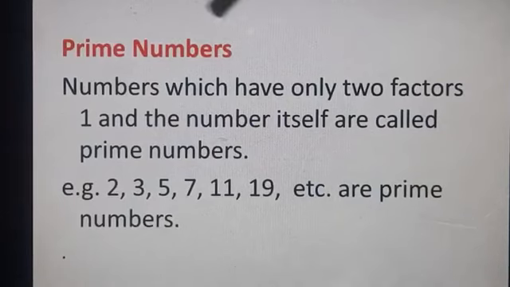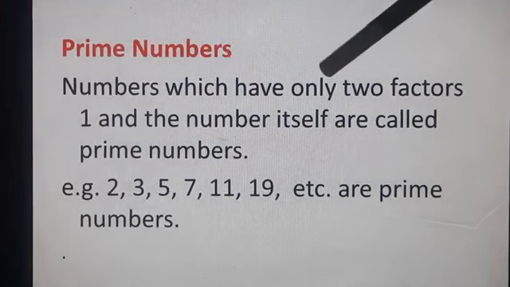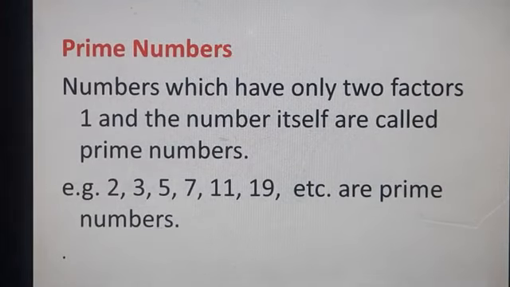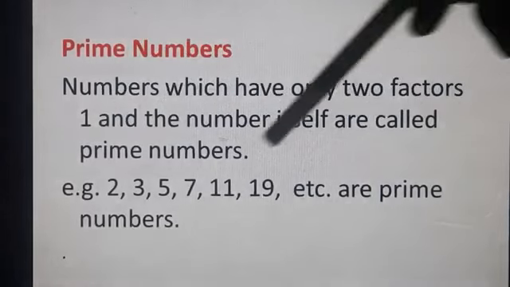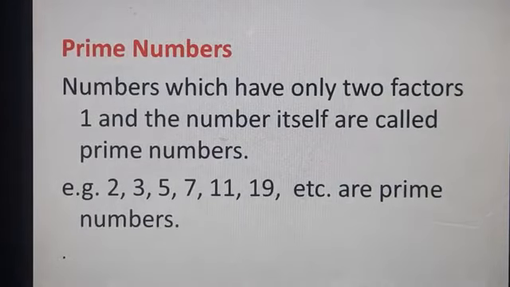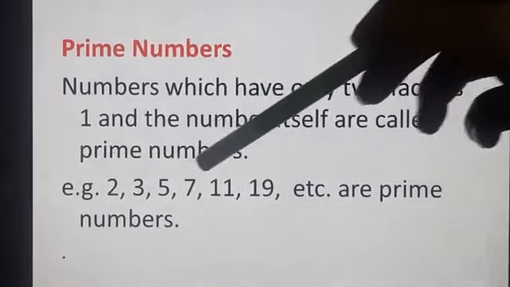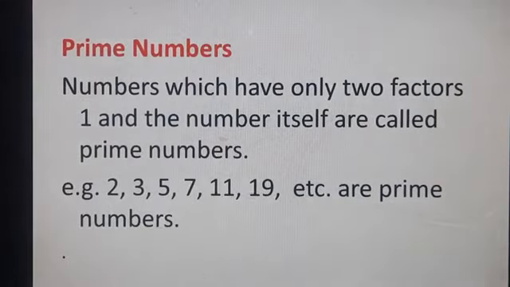Prime numbers. Numbers which have only two factors, 1 and the number itself, are called prime numbers. If any number has only two factors, the number itself and 1, then it is known as a prime number. For example, 2, 3, 5, 7, 11, 19. These are prime numbers.